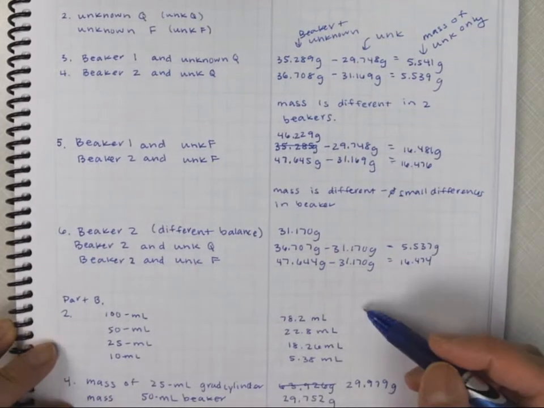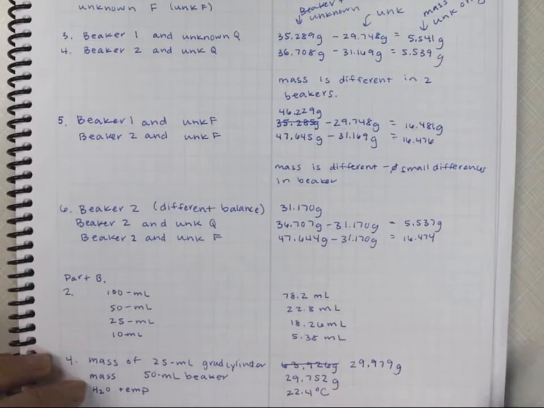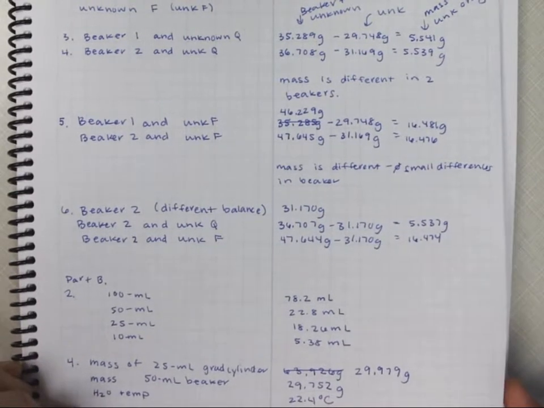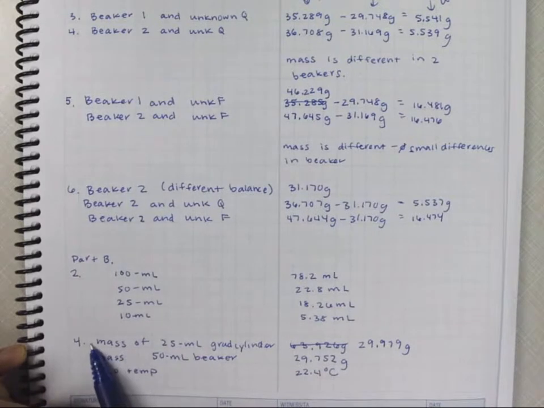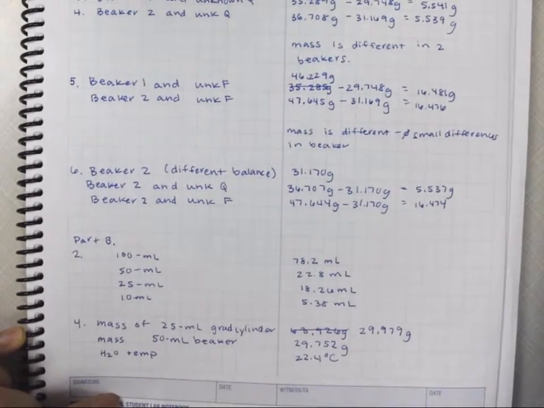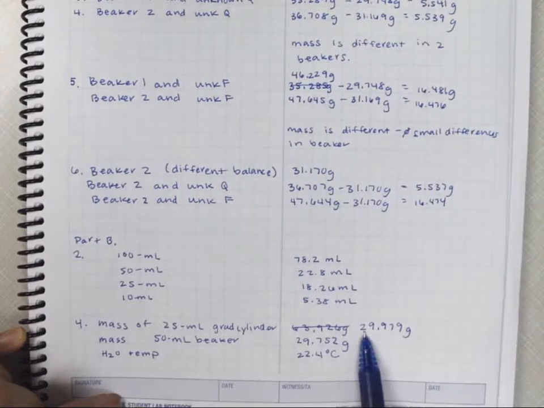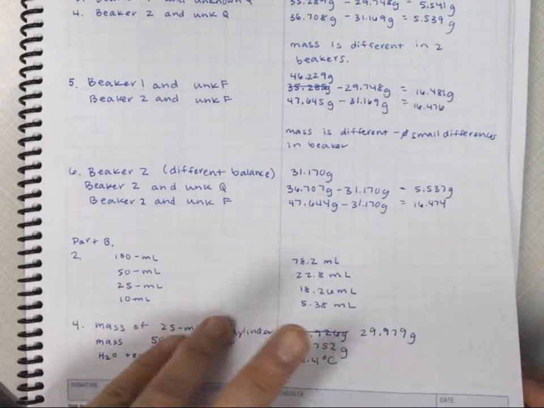For part B, you're just looking at volumes. Make sure you have the right number of uncertainty digits here. For part 4, you are measuring the mass. This is number 4 in part B, measuring the mass of a 25 mil graduated cylinder, which for me was 29.979 grams, and then the mass of a 50 mil beaker, and I took the water temperature to be about 22.4.